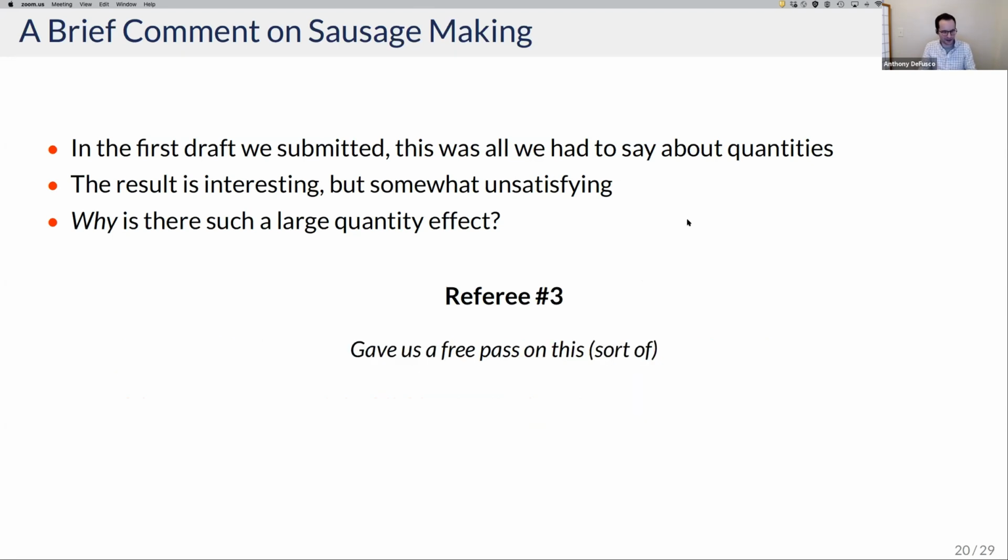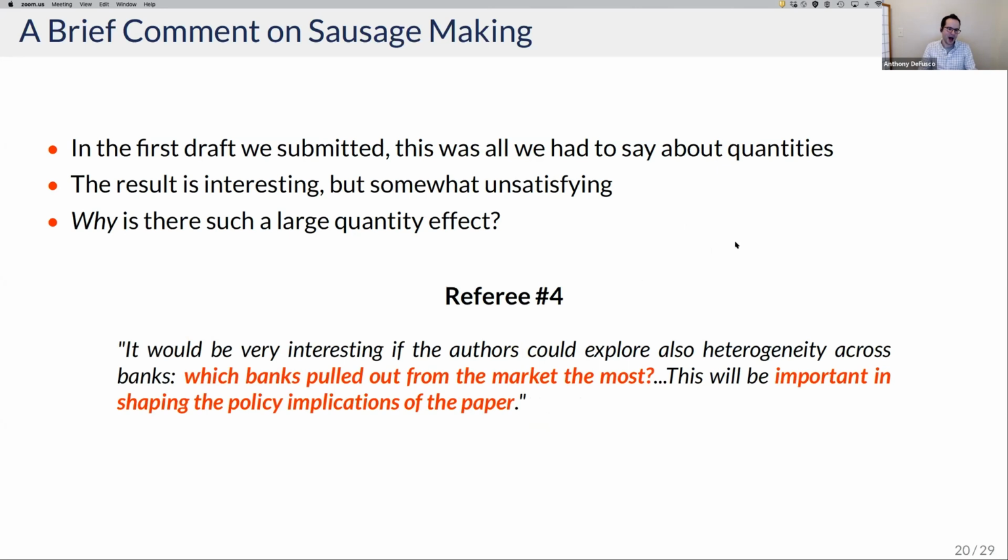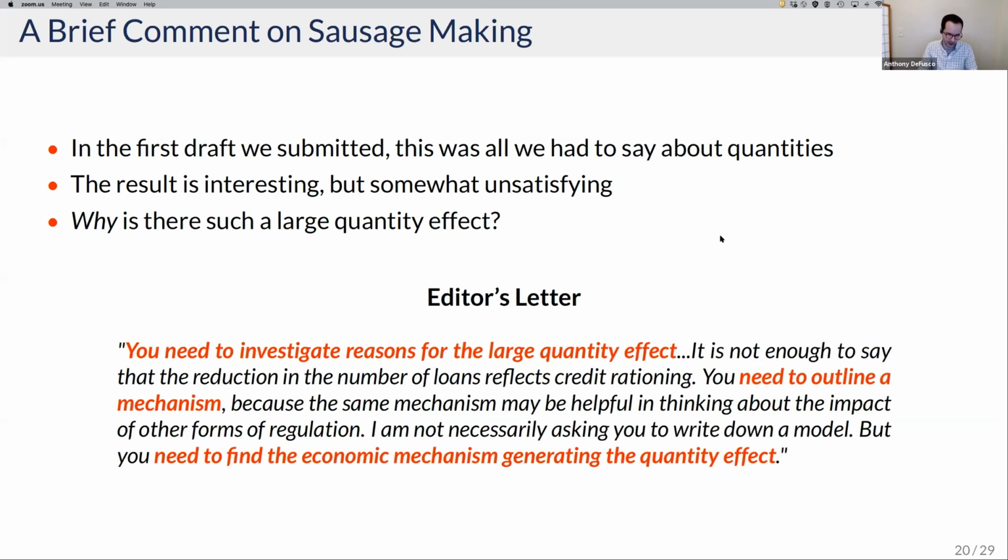Referee 3 sort of gave us a free pass on this, or at least I couldn't find any quote that was pithy enough to include in the presentation, so I'll pass on them. And then referee 4 said the same thing. Who are the banks doing this, right? What's driving this? Why do some banks price this at only a 10 basis point premium, whereas other banks don't want to originate this stuff at all? Okay, so when you've got 3 out of 4 referees telling you to do something, the editor's going to notice that. The editor's also going to say you have to do this several times in the same paragraph. You have to investigate the reasons for this. What's the mechanism? Please find the mechanism. It's crucial for the revision.